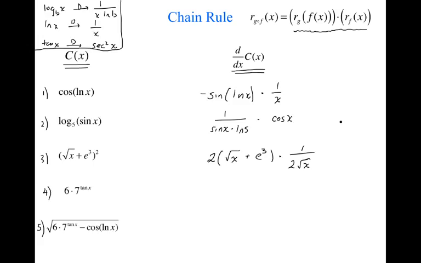You can check the first 3. Did you get the first 3 right? Any questions on the first 3? I did outside in on both of those. That's the way it's written here on this page, outside in: rate of change of the exterior, leaving the interior as it is, times rate of change of the interior.